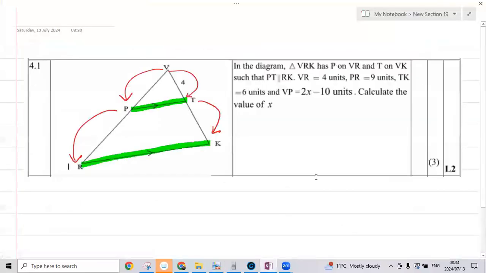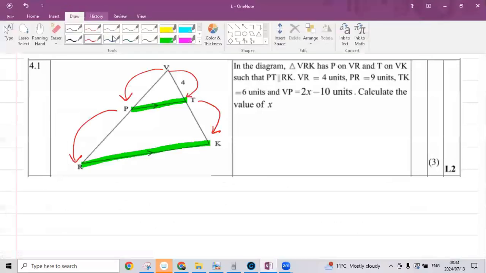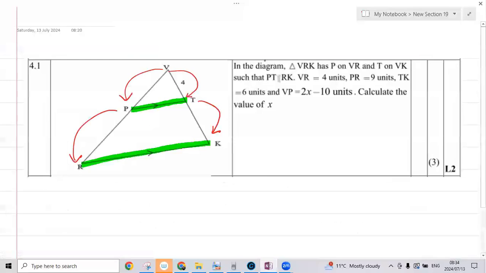So going back to the example, how would we structure our solution? It says here in the diagram, and they tell us that triangle VRK has P on VR and T on VK such that PT is parallel to RK. So they're giving us the pair of parallel lines there. VT is 4 units, as you can see there, so we're going to correct that. And they say PR equals 9 units, TK equals 6 units.